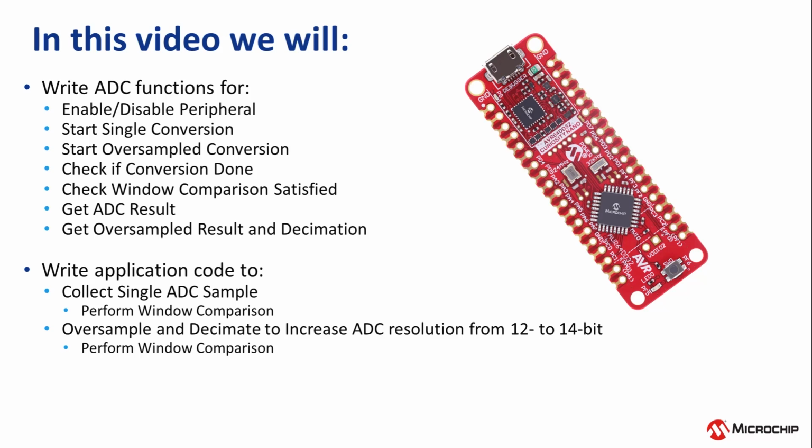Then we will write some application code where we will first take a single ADC sample, check whether it is in a user-defined window, and use the USART TX driver that we created in episode 9 to leverage printf to write both the ADC read and also whether it meets the window criteria to the terminal. After that, we will accumulate 16 samples and then decimate so we can increase the effective ADC resolution from 12-bit to 14-bit. Check the window again and use printf to write the ADC value and whether it meets the window criteria to the terminal. So let's get started.